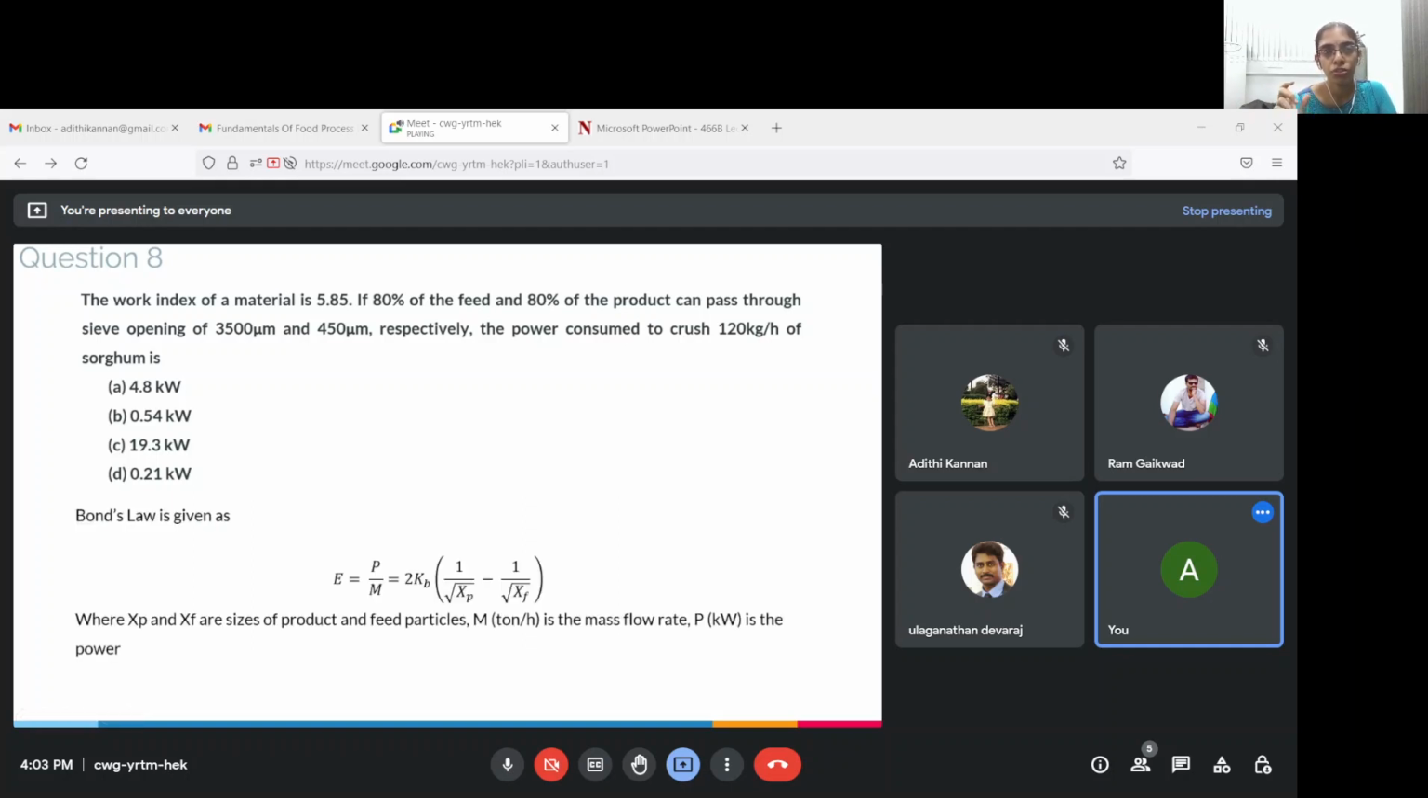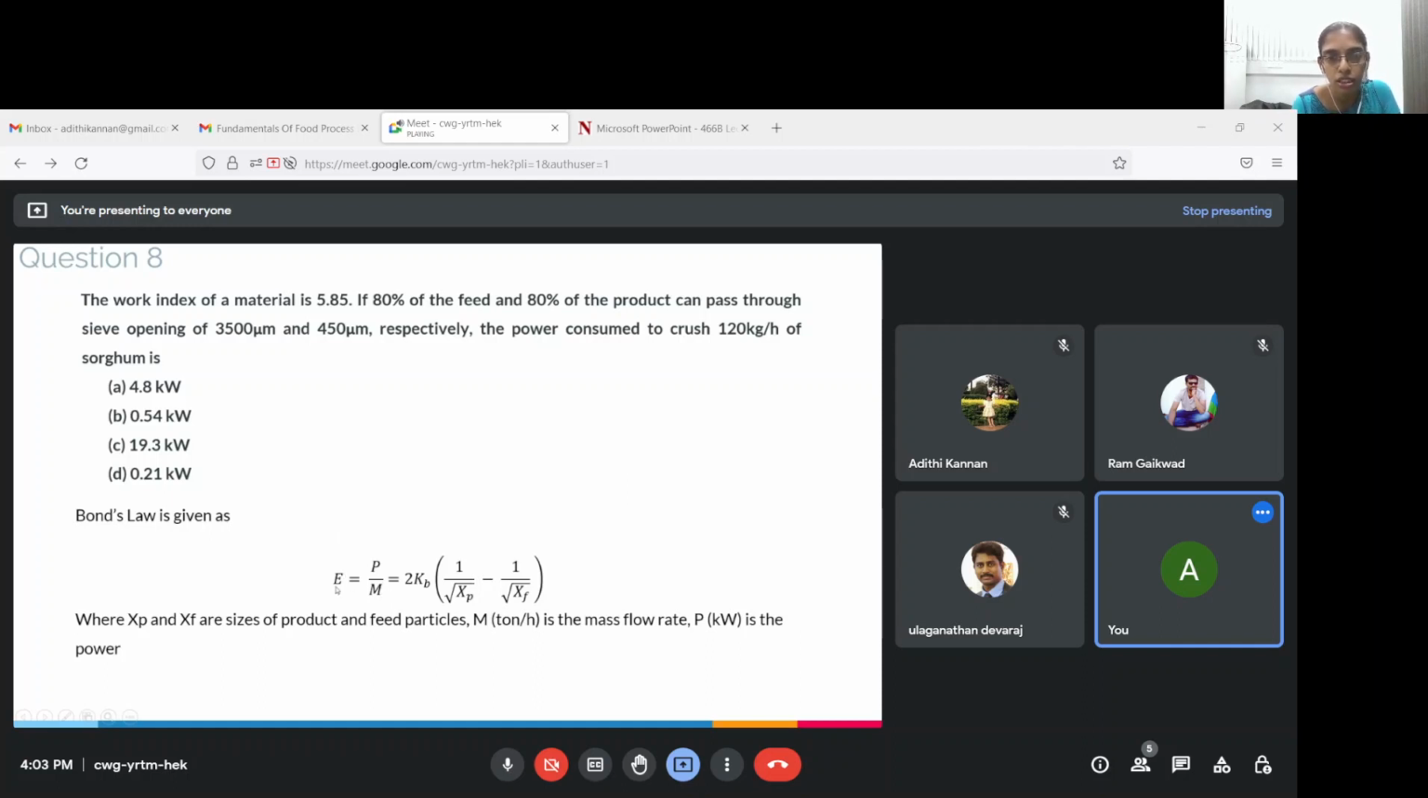The moment you find the word work index, it actually falls under Bond's law. Bond's law is what works with work index. So I'll briefly explain what Bond's law is. Bond's law assumes that energy is directly proportional to the square root of surface to volume ratio. So your m will be equal to 2 by 3, sorry.